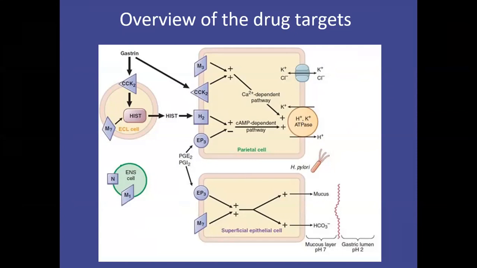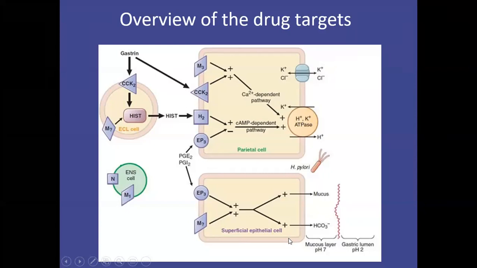First of all, appreciate 4 types of cells. ENS, enteric nervous system, vagus nerve, histamine secreting cells, histaminocytes, enterochromaffin-like cell, parietal cell, which secretes HCl, superficial epithelial cell, which secretes mucus and bicarbonate, which is the target mainly for prostaglandins, and the presence of H. pylori in the lumen, and this is the wall which separates lumen from all these cells.